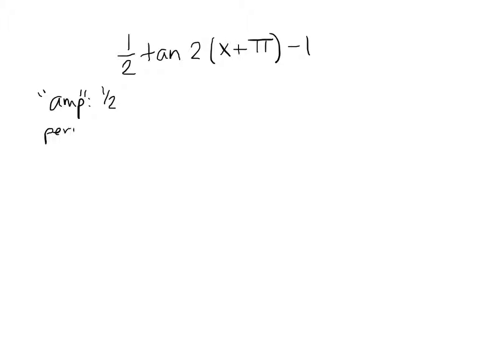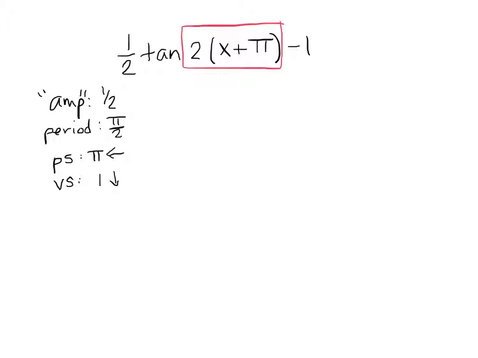Our period is going to be pi divided by b, and b is 2 here. My phase shift is going to be pi to the left, and my vertical shift is going to be 1 down. Now the other thing I have to do before I can start graphing is find my asymptotes. So I'm going to take this right here and set it equal to pi, so I've got 2 times x plus pi, setting it equal to pi plus 2 pi n all over 2.